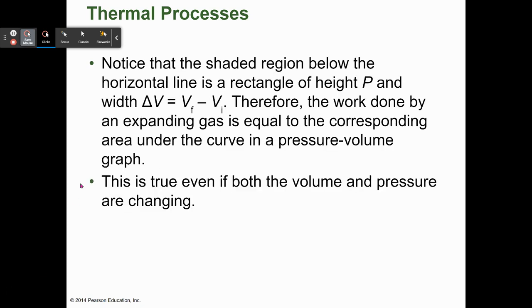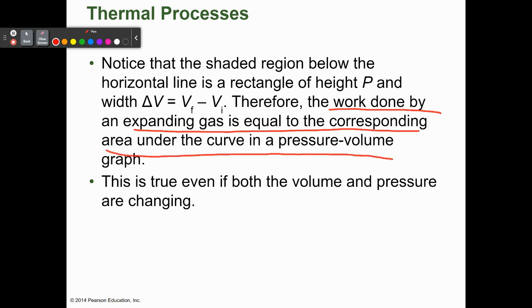Notice that for the shaded rectangle below, the height is P, the width is delta V. So if we find the area of that, it will wind up giving us work. This is true even if both the volume and pressure are changing. So the area under the curve, that's important for you to remember because we know we have some problems with that. The work done by an expanding gas is equal to the corresponding area under the curve in pressure volume graphs.